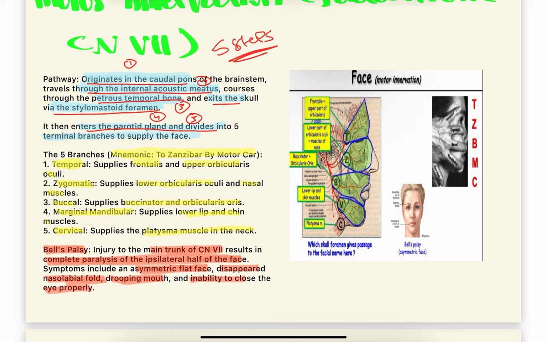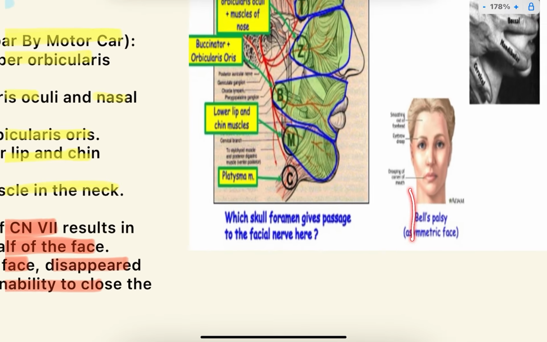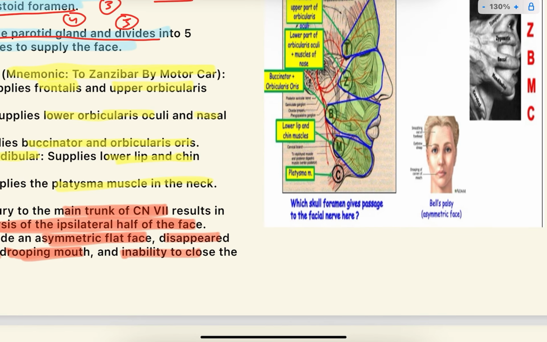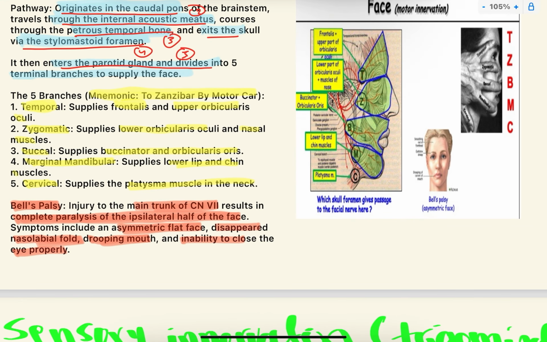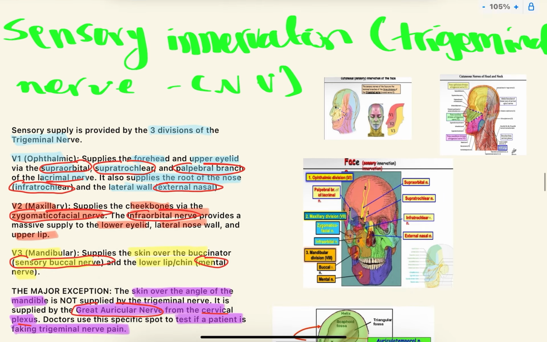So what will happen here? I will have paralysis of an ipsilateral half of the face. So it's the same half, ipsilateral, not contralateral. And what will this end up with? Asymmetric flat face. For example, we will have disappearing of the nasolabial fold. Remember this fold like this, the nasolabial fold, it will disappear. The mouth will start drooping downwards, and there will be an inability to close the eye properly. We're done with the motor.